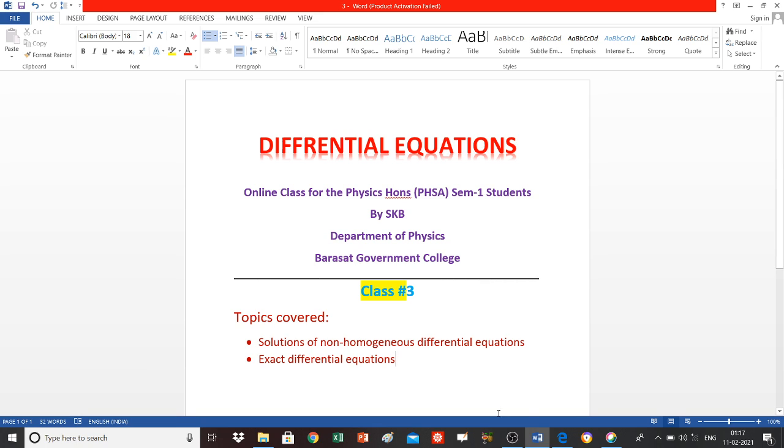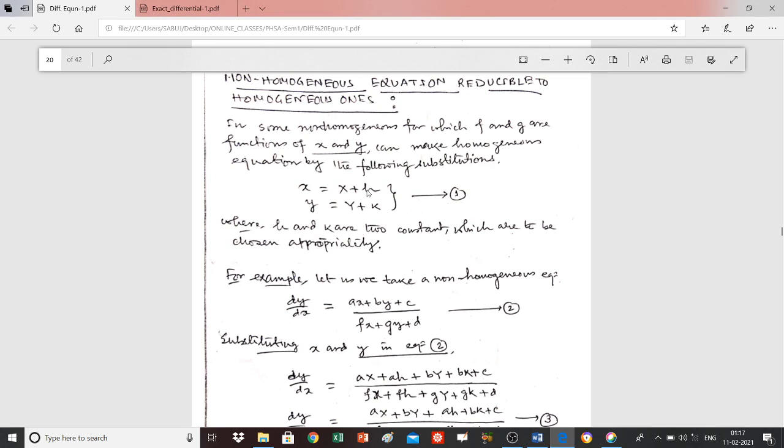So let us start. First of all, we are here to solve non-homogeneous equation, and these non-homogeneous equation can first be converted or reduced to homogeneous equation, and then it can be solved. And here, in some non-homogeneous equation for which f and g are functions of x and y, we can make a homogeneous equation by the following substitutions.